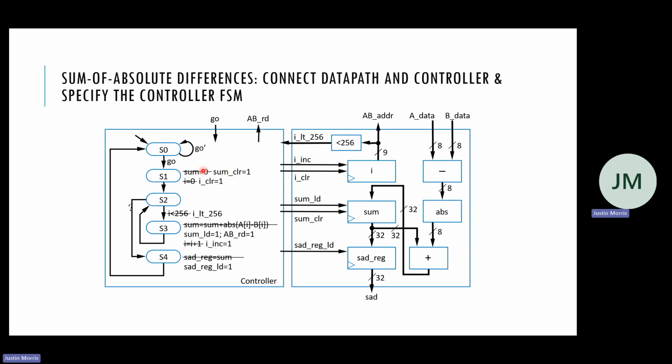And then we also need to set our different outputs. So if we want sum to be 0, really that means some clear signal needs to be 1, right? And if we want I to be 0, that means that I clear needs to be 1, right? And then now rather than having the transition be I is less than 256, we have this input I_less_LT_256, which is the comparison of I with 256.